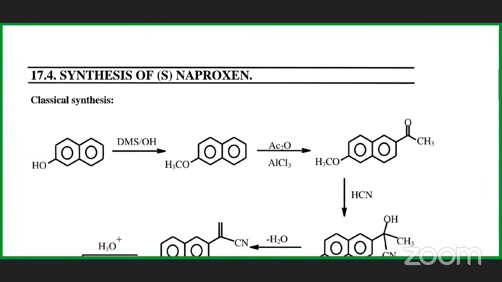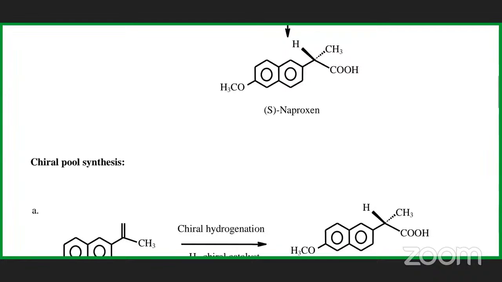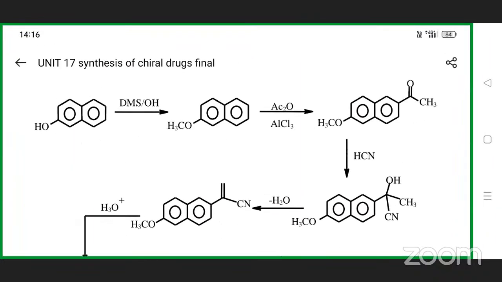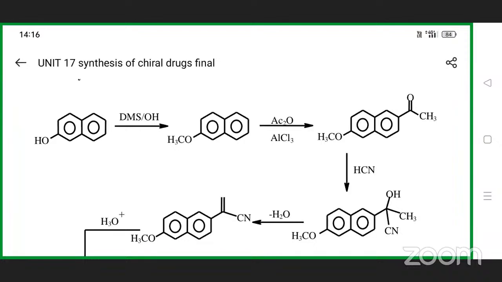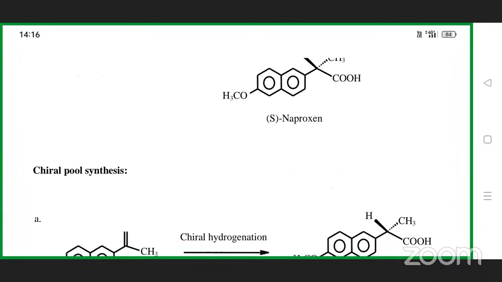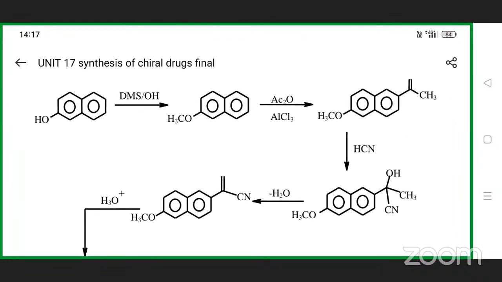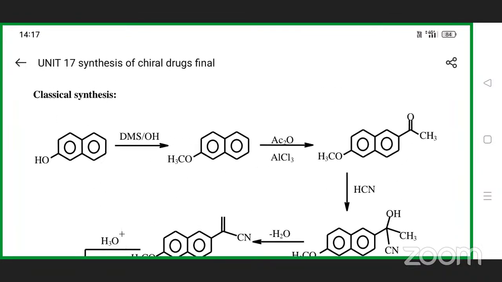Next, the compound is the synthesis of naproxen. For every drug synthesis, we have two methods: the classical approach and the chiral catalyst approach, or the chiral pool approach. The steps are very simple here, but we have so many drug syntheses, nearly 10 to 12. So it is difficult to remember all the syntheses.